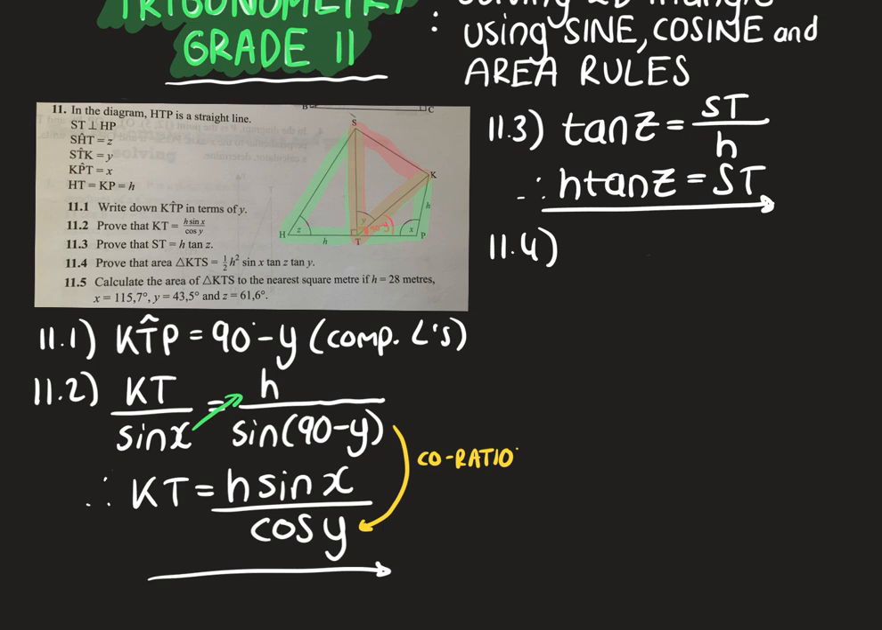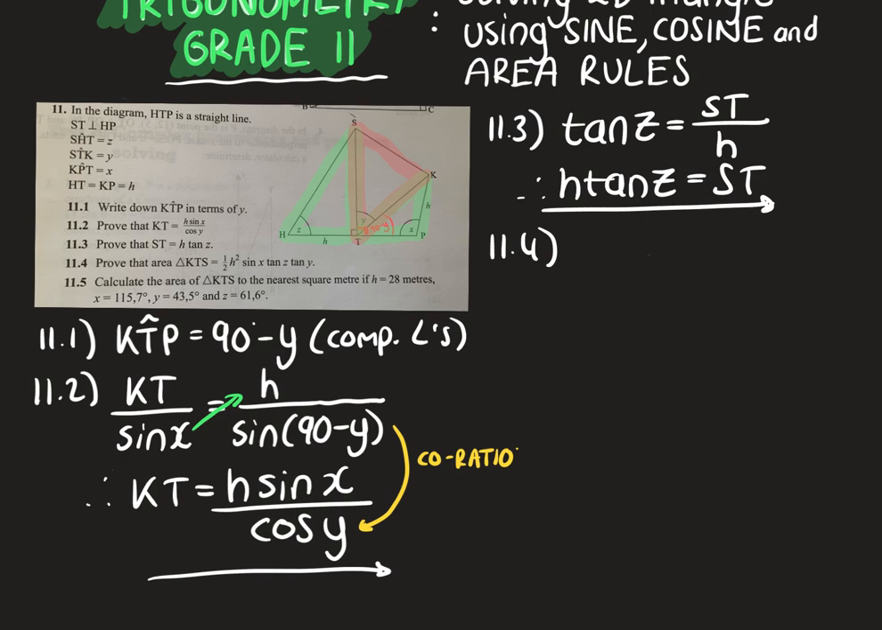KTS. I want that area. Now, what scenario does the area rule follow? How do I know I'm using the area rule? It's a non-right angle triangle. So what scenario does the area rule follow? It is the side-angle-side, or the V shape. So do we have a V shape here?